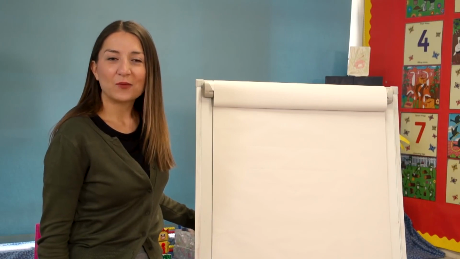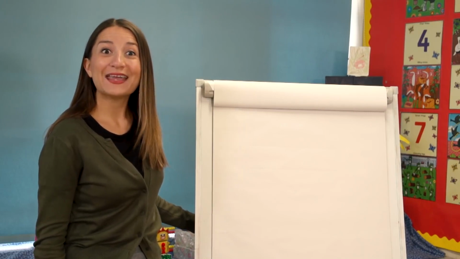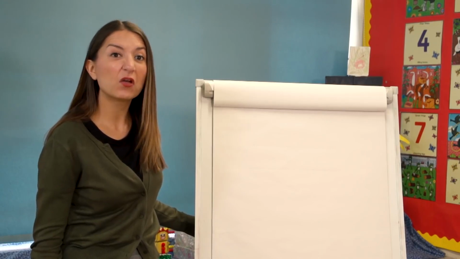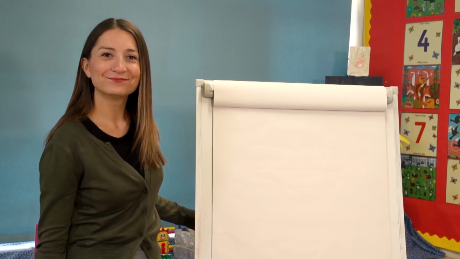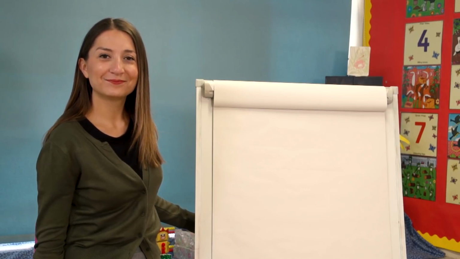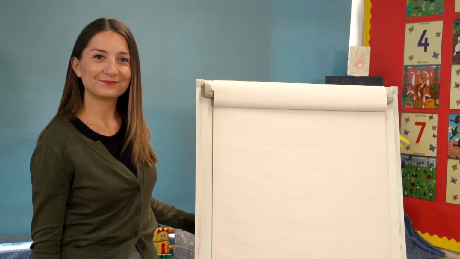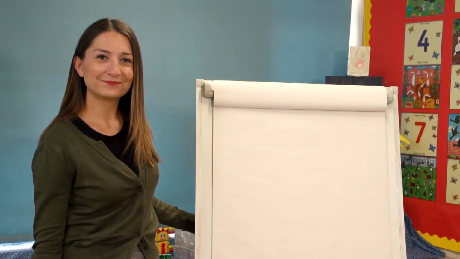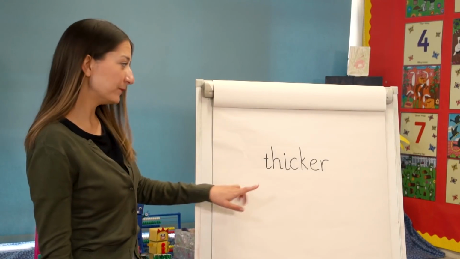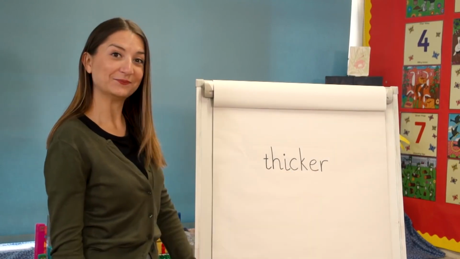Say the word. Say the sounds. Write them down. Remember, there's four sounds. And don't forget the digraphs, ck and er. Right, let's check our spelling. Do our words look the same? Did you remember all four sounds?